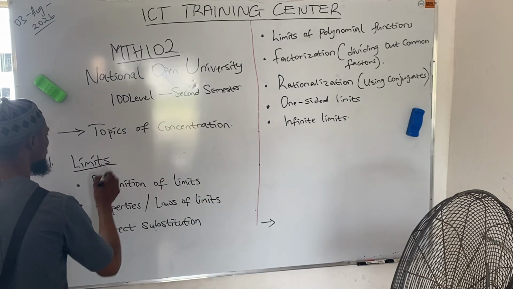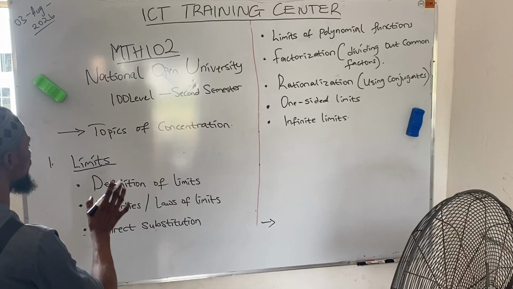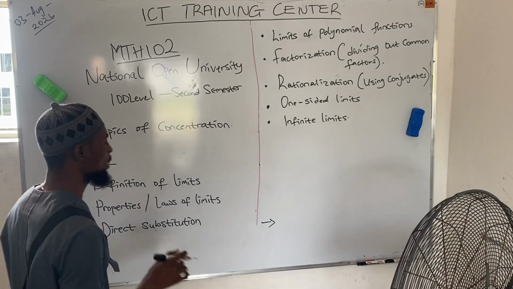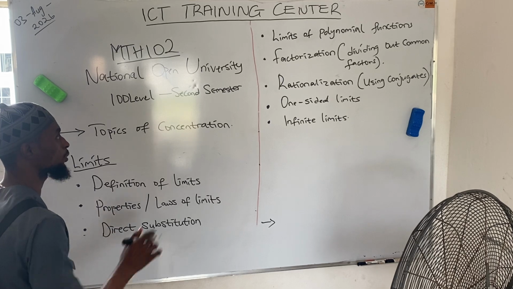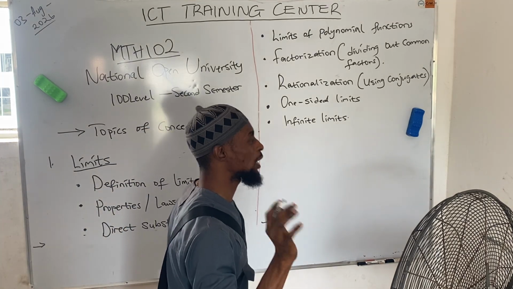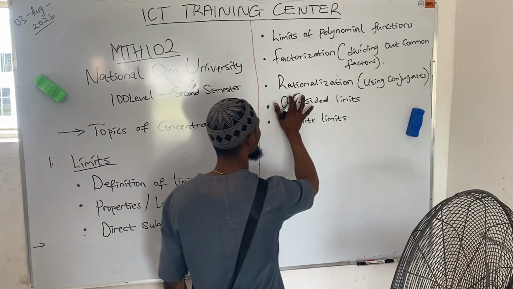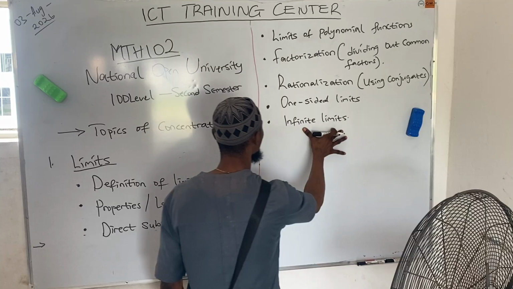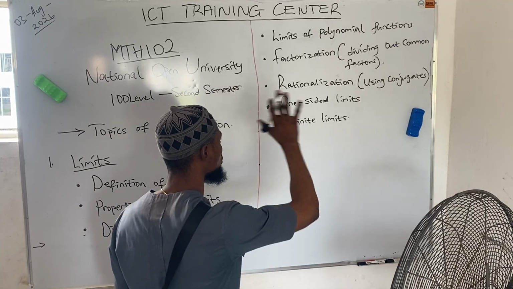All right. This very limit. So limits, we have the definition of limits, we have the properties and laws of limits, and we have the direct substitution, the limits of polynomial functions, factorization, which is dividing out common factors. And also we have the rationalization using conjugates, and the one-sided limits and the infinite limits. Please do well to take down this.